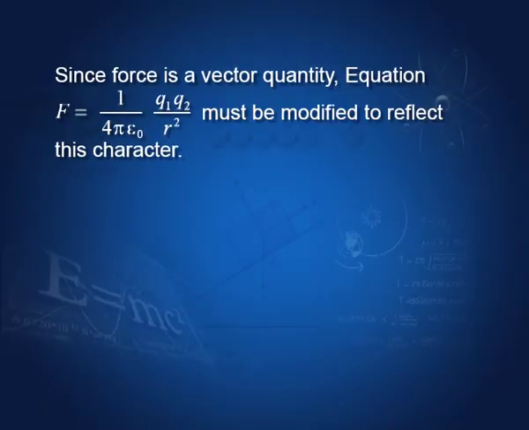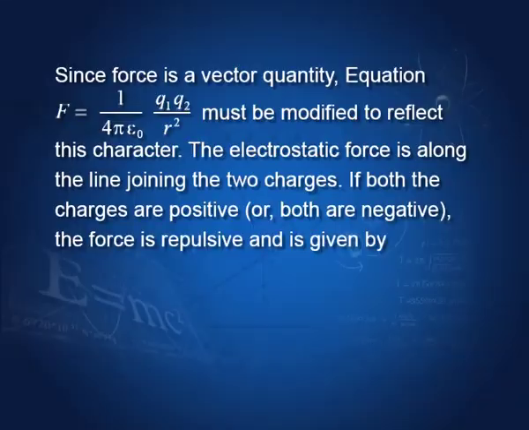Now, I have already told you the force is a vector. Since force is a vector quantity, this equation for F must be written properly, so that it reflects the vector character of the force. So, if both the charges are positive or both are negative, the force is repulsive and is given by this formula. The only thing we have added is this r cap. R cap is a unit vector in the direction of r.